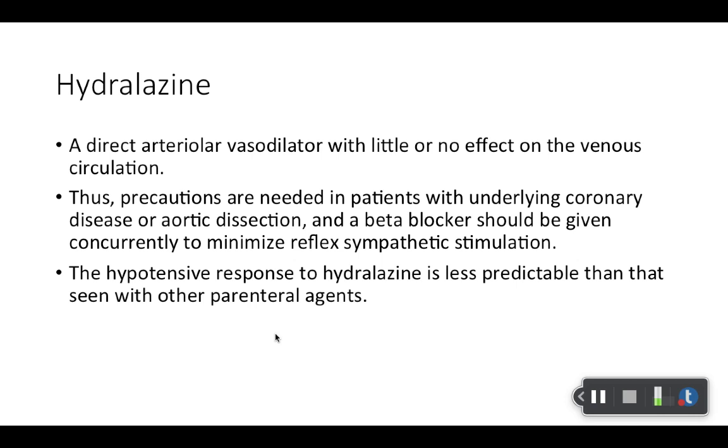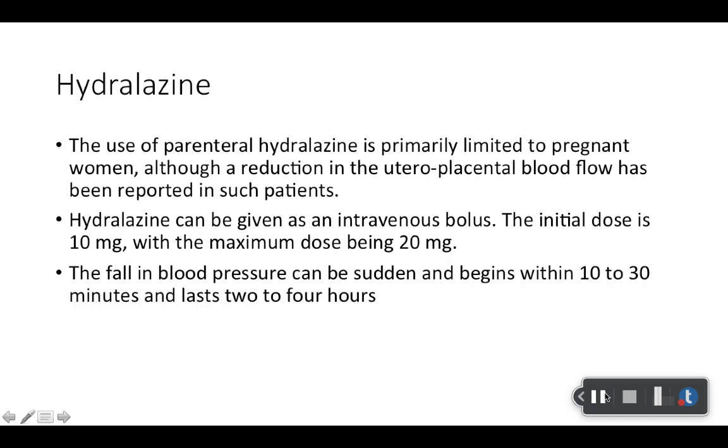Just go ahead and read through this. It is less predictable, so it is something that's usually avoided because it has a prolonged effect, and then a quote-unquote unpredictable effect. So again, it's not usually first line. I mean, you may still see it. It is still around. You see it some outpatient too. It's given orally for some different things. But as far as hypertensive emergencies go, unpredictable and prolonged effect make it not favorable.